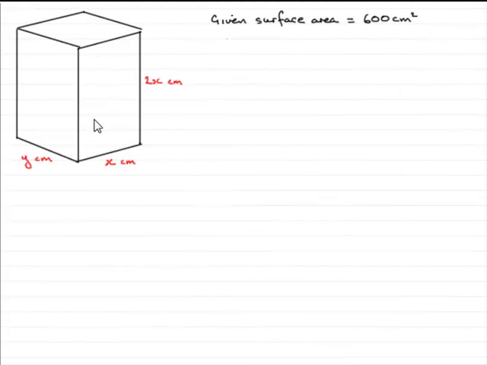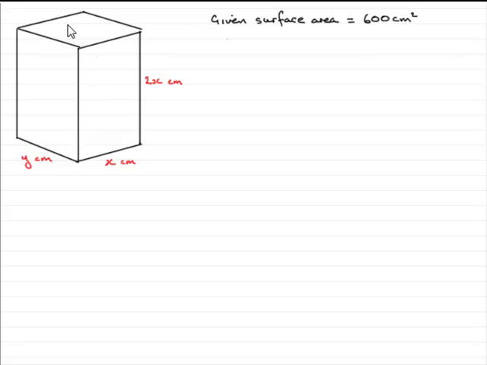Now we've got to find the volume of this brick in terms of x, and we're given that the surface area is 600 centimetres squared. Well, what we can do with this is first of all make up an equation. We can work out the surface area by adding together the areas of all the surfaces.